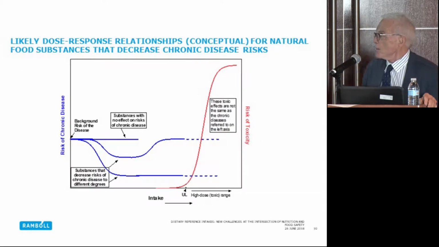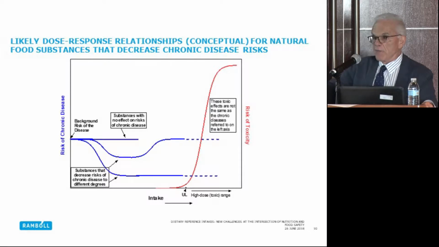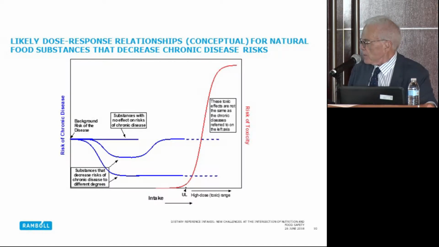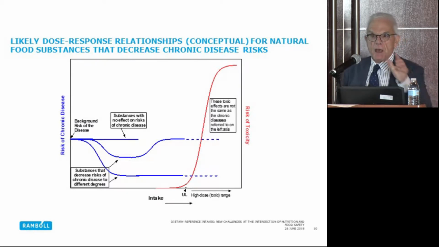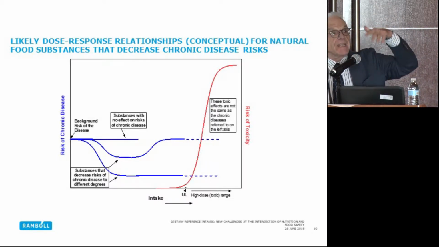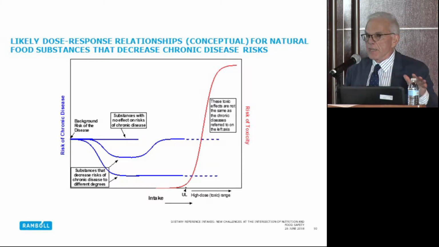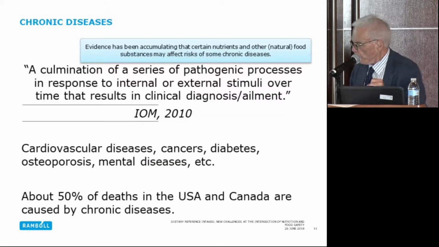This is a sort of conceptual model of that, indicating that all of these chronic diseases, whatever they are, will have some background risk in a population, and some substances might decrease that risk as intake increases. I could draw another graph, something like this, with other substances like saturated fats, where the risk would increase with increasing intake. But these are quite different intake-response relationships than you'd have for a deficiency disease.